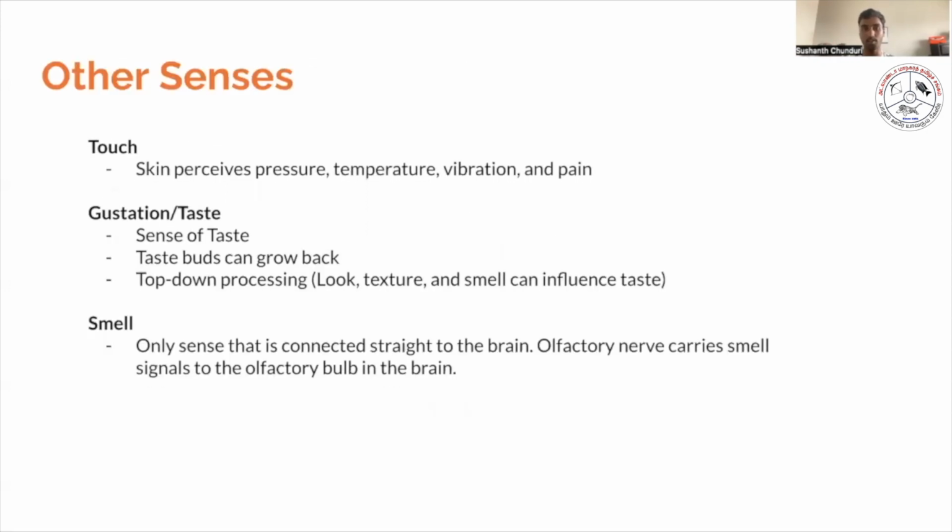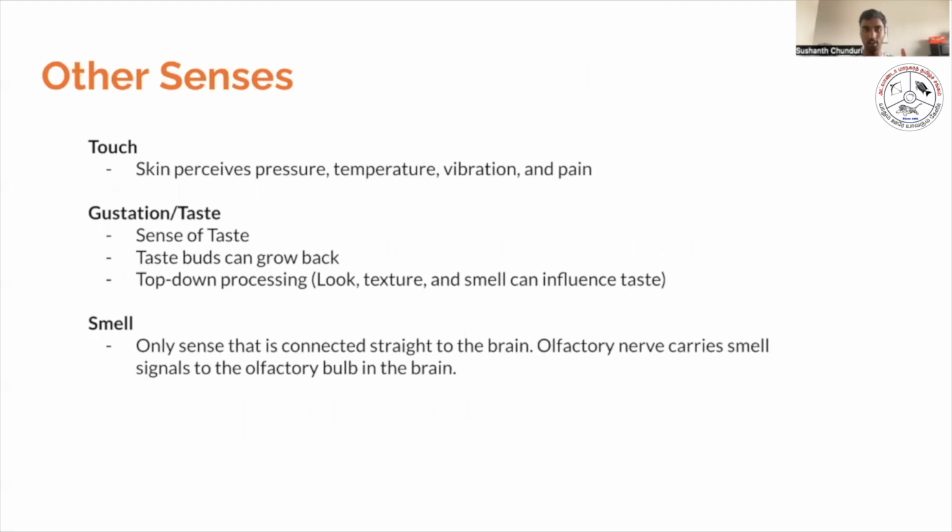Okay. Other senses that we need to talk about. Touch: the skin perceives pressure, temperature, vibration, and pain, so it can do a lot of different things. You've probably felt all of these, so they don't require too much explanation. Gustation is another fancy word for taste. The only thing you need to know about this is that taste buds can actually grow back.